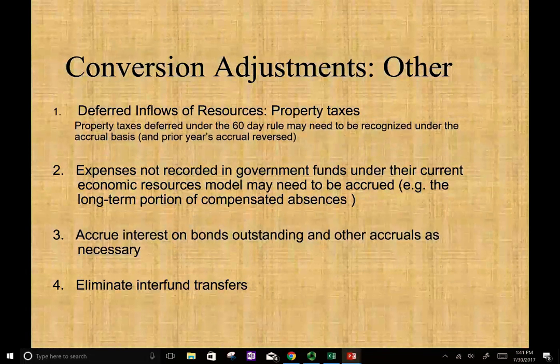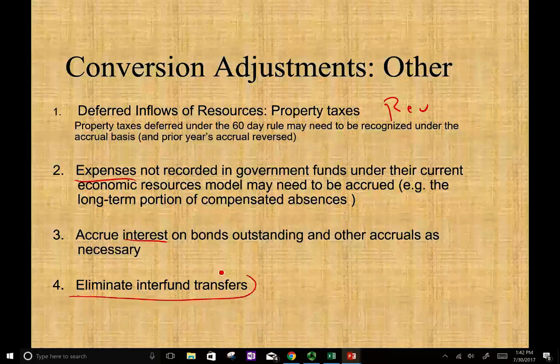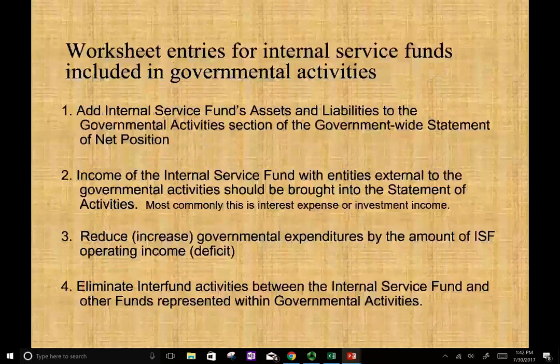Now we're going to be working on conversion adjustments. In other words, we're going to work on revenues, expenses, which is going to include interest expense, and the elimination of interfund transfers, that's easy to do anyhow. But those are the things we're going to be working on.